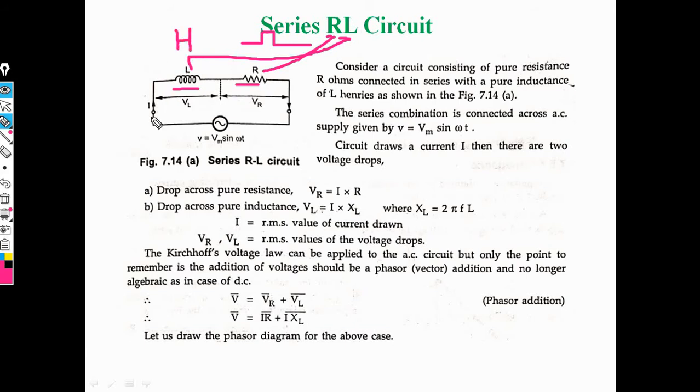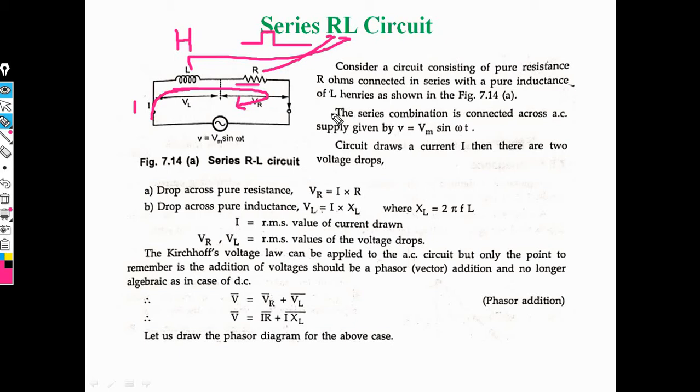Current I is flowing through this series RL circuit, shown here. A single phase AC supply voltage is applied across the series RL circuit. That means single phase voltage is applied to the series RL circuit, and the voltage is given as V equals Vm sin omega t. Now this is the circuit diagram explanation.